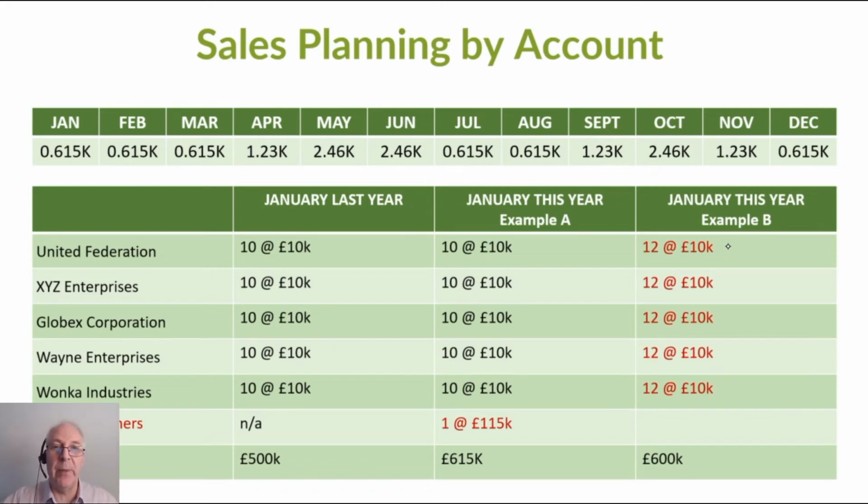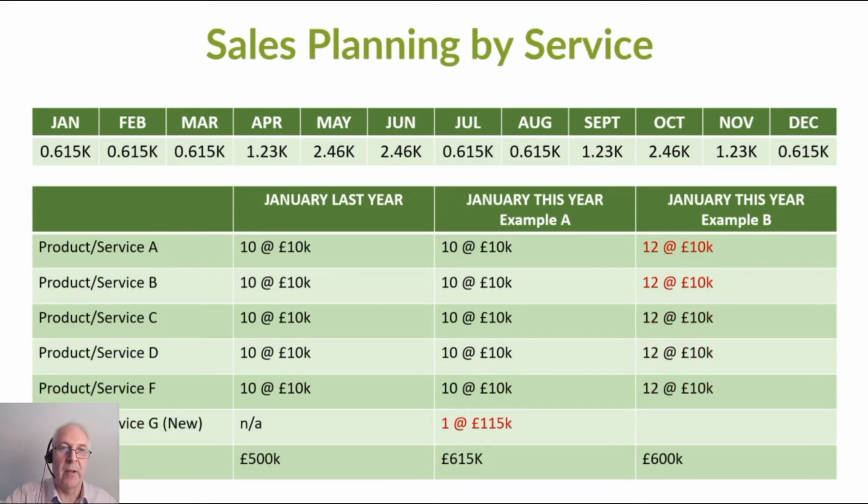It may well be that you've got a mixture of both: a new account that you're adding, and increased sales to existing accounts, which would be the optimum and what we would suggest. Next, you could plan this via service, the products that you're selling. So you sold 10 widgets last year, you're going to sell 12 again. So you're segmenting it by the service.